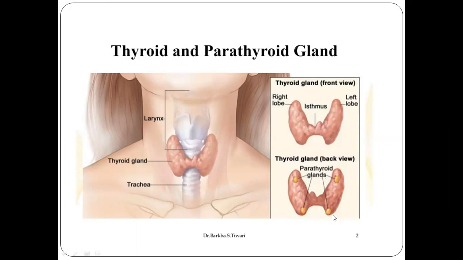And on the posterior surface, the four parathyroids are present. The superior parathyroids are derived from the fourth pharyngeal pouch along with the ultimobranchial bodies or the parafollicular cells, which release calcitonin. They are in a constant position. The lower parathyroids are present at the lower poles, and they are derived with the thymus gland through the third pharyngeal pouch.